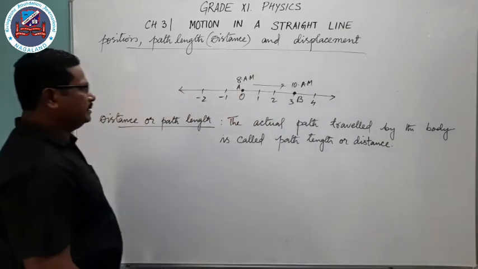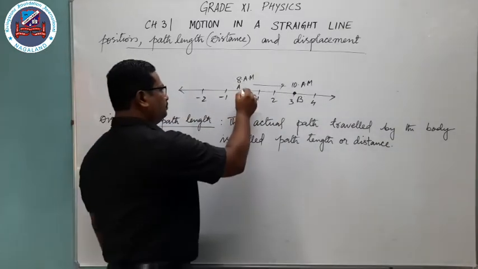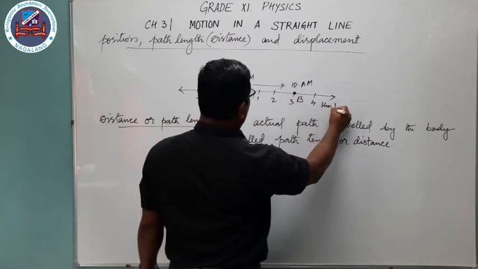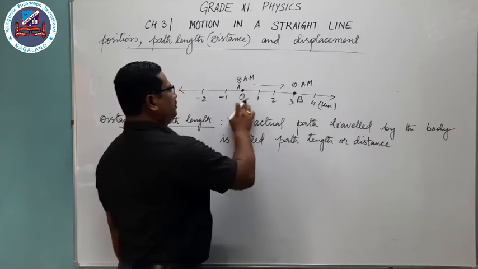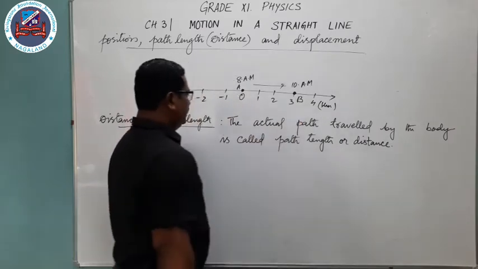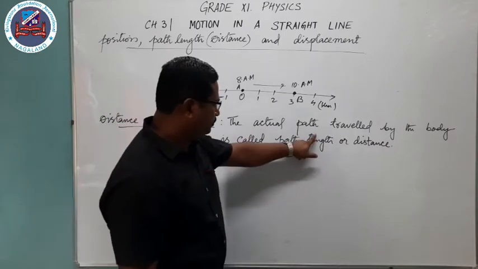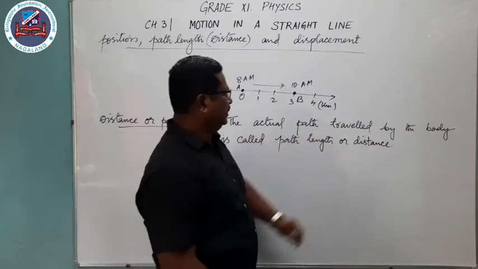Now in this case, suppose the body moved from A to B. So the path length is, supposing this is in kilometers, say the values here 1, 2, 3, 4, then we will say that it is 3 kilometers. The actual path traveled by the body is called the path length, or we call it a distance.